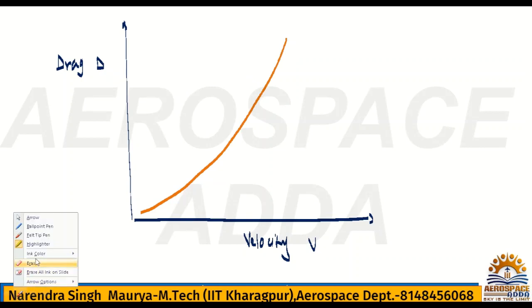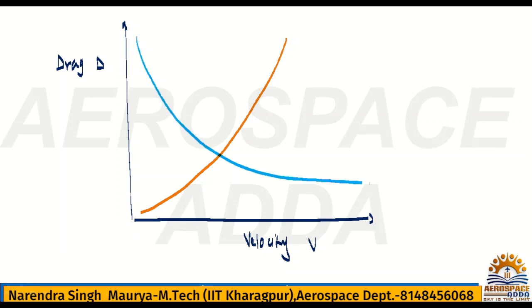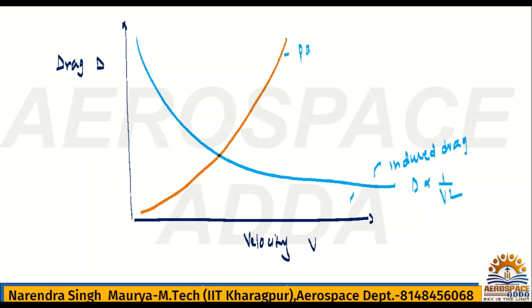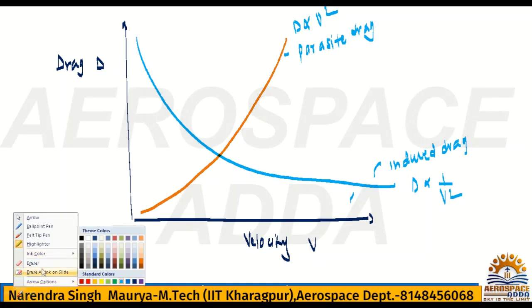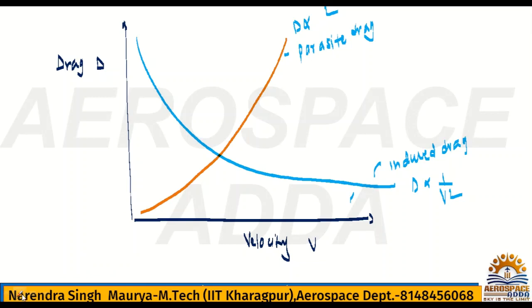And where is the induced drag? The induced drag will be somewhat here. This is the induced drag, where drag is inversely proportional to velocity square, and this is the parasite drag, where drag is directly proportional to velocity square. Velocity square, yes or no?